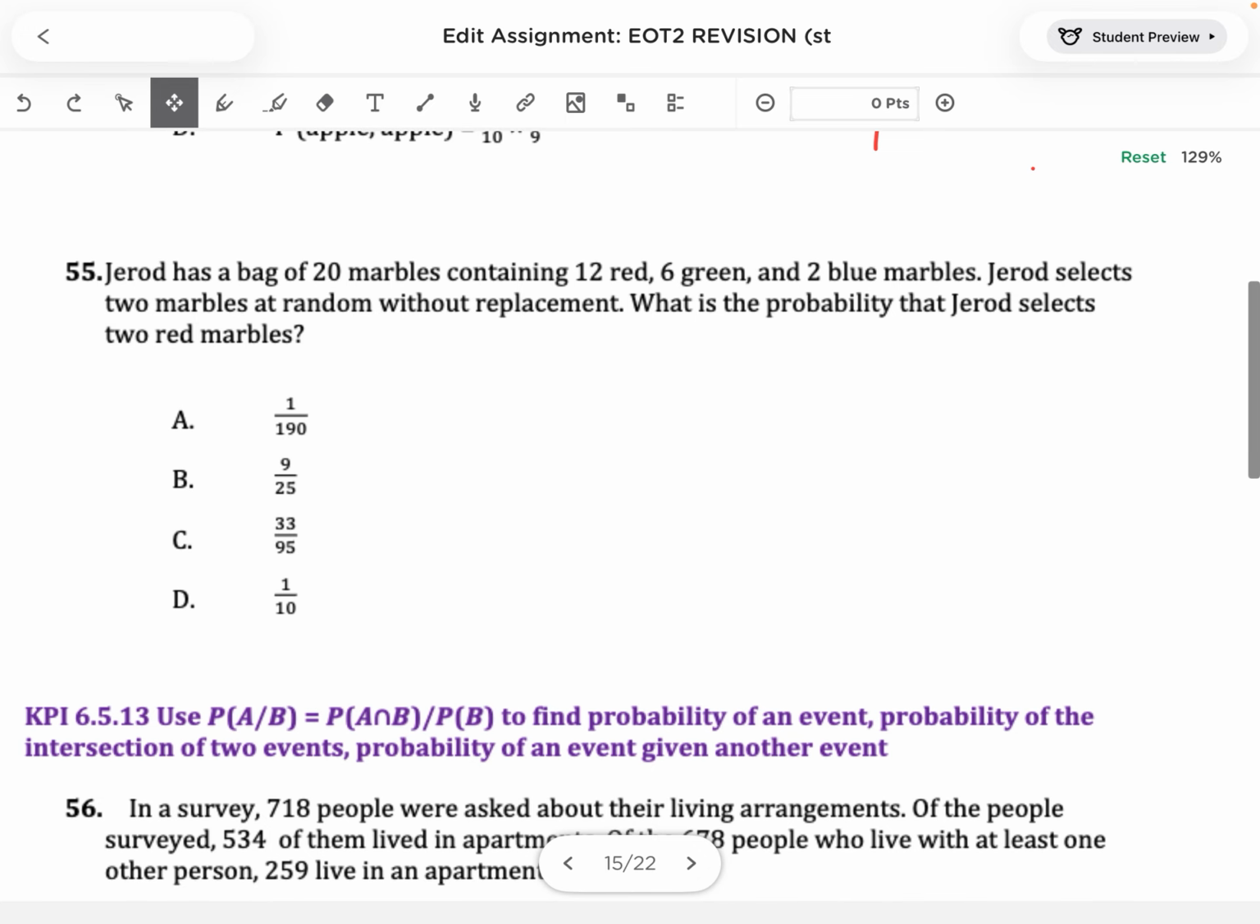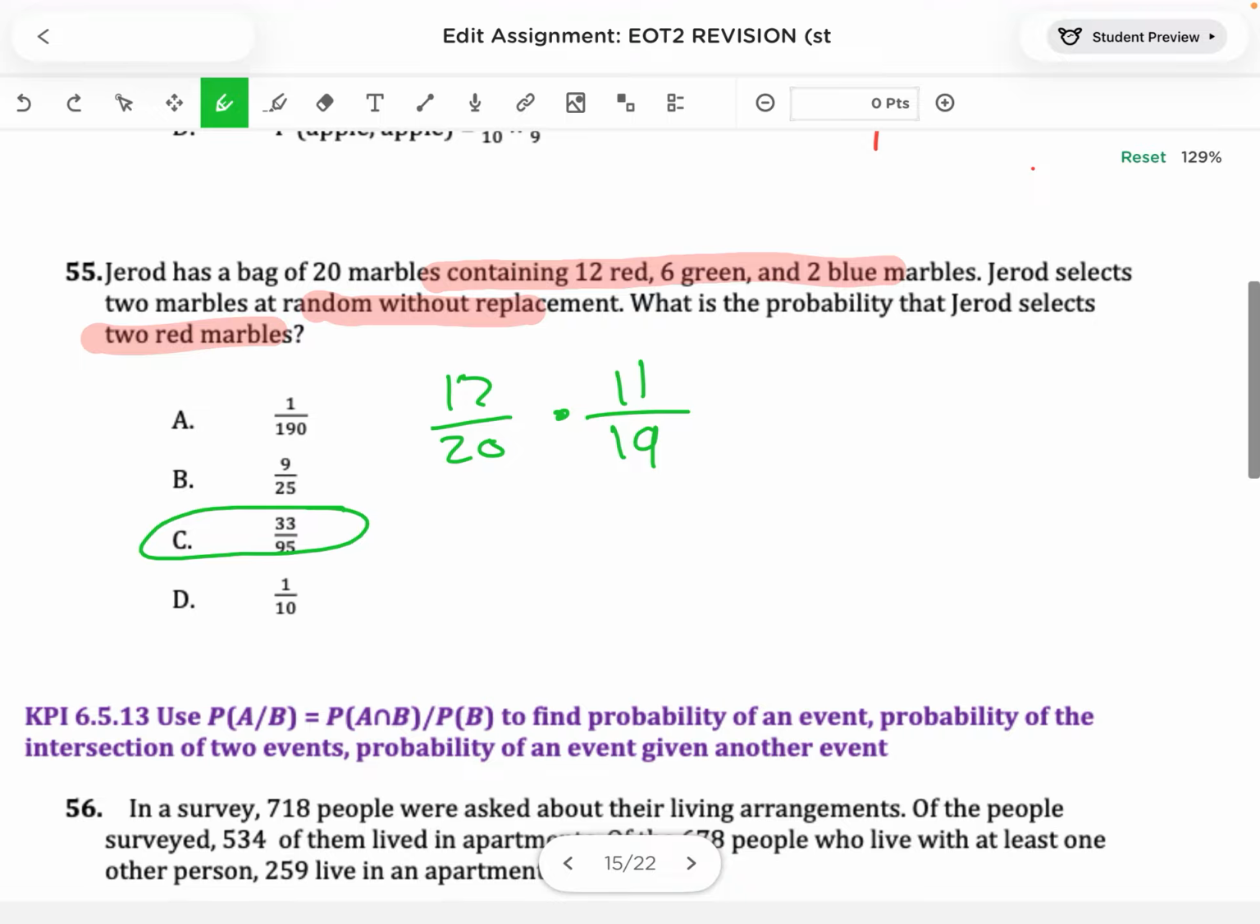We have 20 marbles: 12 red, 6 and blue. Select 2 without replacement, both red. So we have 12 over 20, the number of red decreases by 1 to be 11 and the total decreases by 1 to be 19, and this is the answer.